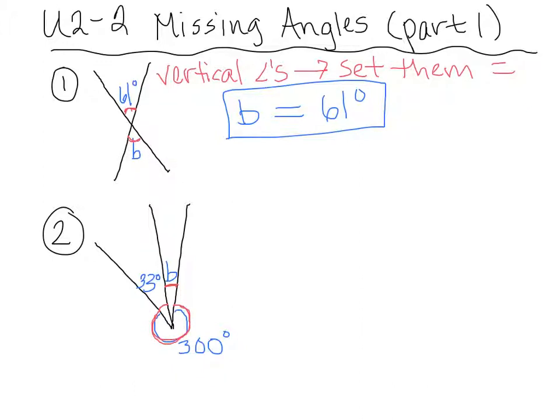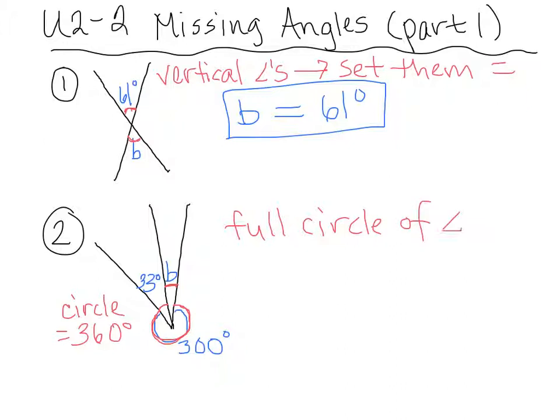Now together notice that all three of these angles are creating a circle, right? And how many total degrees are in a circle? Well, 360, right? So a circle equals 360 degrees. So whenever you're going all the way around, so let's write a full circle of angles, then basically what we want to do is add up all the pieces and set it equal to 360 and solve.